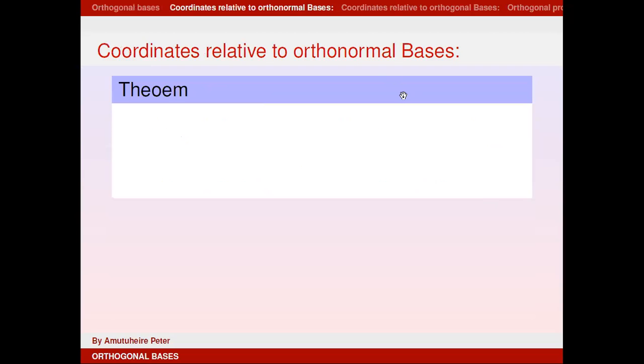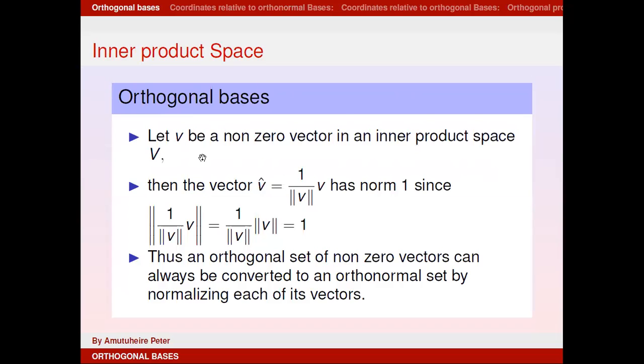What we have talked about here is that if you have any vector, then when you divide it by its norm, it changes into orthonormal. So that means we can change an orthogonal set into an orthonormal set by normalizing each vector.